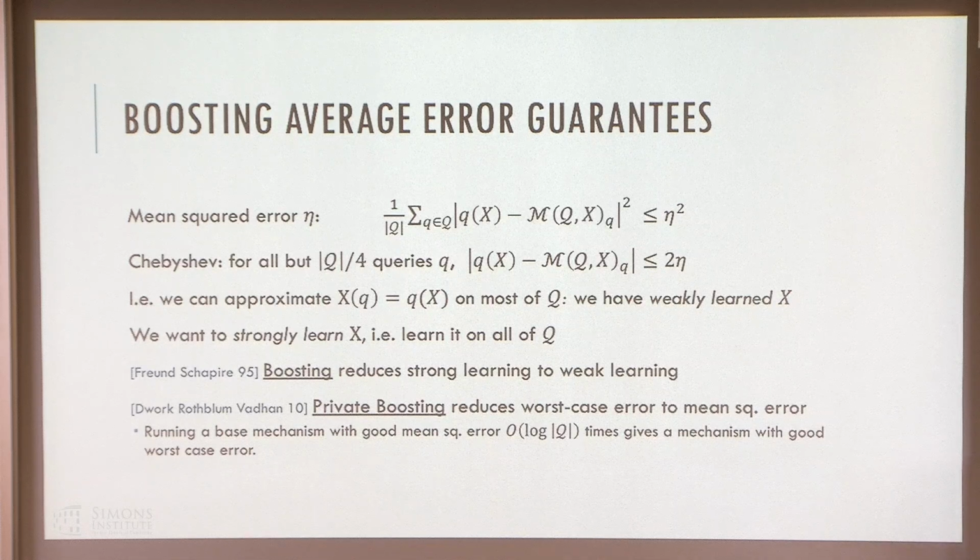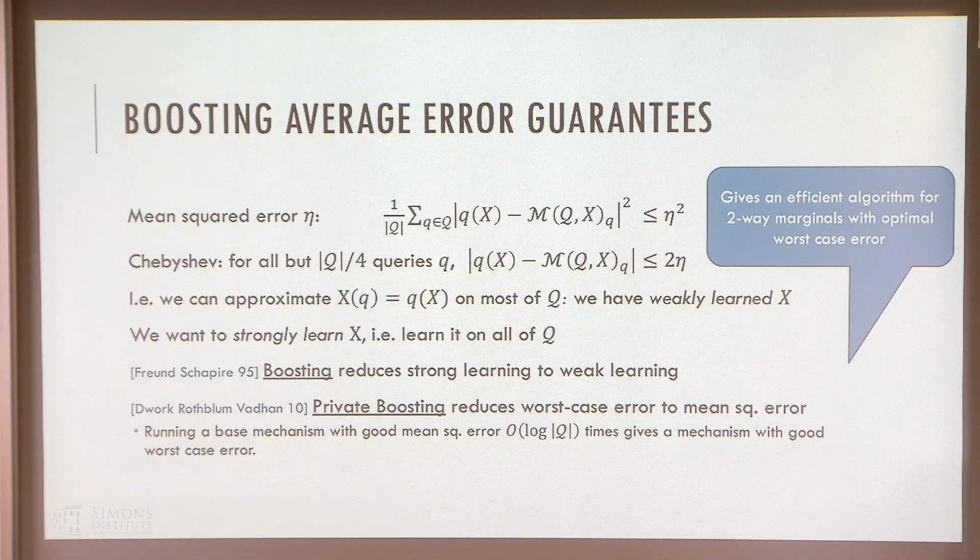Okay, and you can apply this, for example, to this projection-based mechanism for two-way marginals, and also get optimal or essentially optimal worst case error. I talked about how you get very good mean squared error. It turns out that mean squared error is also close to optimal, and using boosting you can also get good worst case error, again quite close to optimal. And all of this is efficient. If the base algorithm is efficient, then the boosted algorithm is essentially as efficient as well. Okay, so this is learning approach number one.